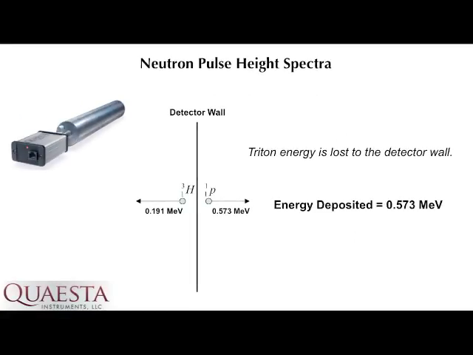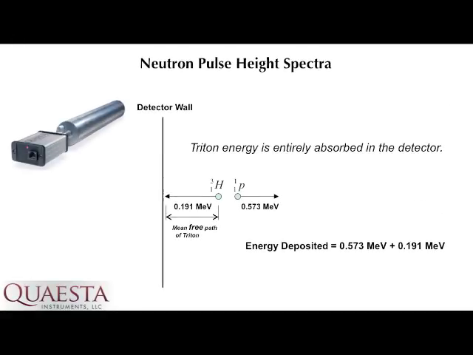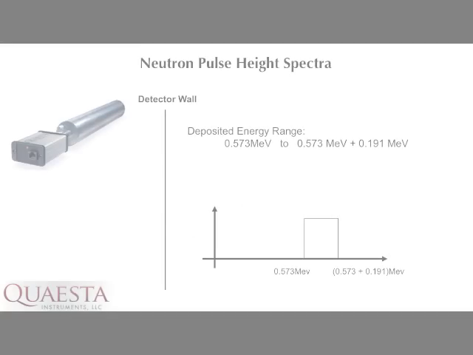To understand the origin of the wall effect, consider a reaction in which the triton is produced very near the detector wall. In this case, the energy of the triton will be lost to the wall, while the proton's energy will be absorbed by the gas and detected. If this same reaction happens farther from the wall than the mean free path of the triton in the gas, then the energy of both reactants will be absorbed and detected.